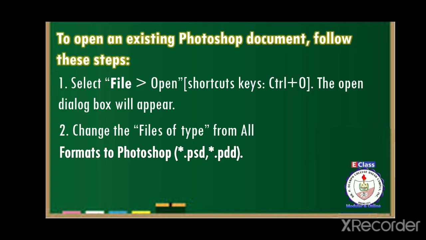Second, change the Files of type from All Formats to Photoshop (PSD or PDD). All existing PSD files in the selected folder will appear. Next, number 3, select the PSD file shown. Click the Open button to open the selected file and display the Photoshop document in the document window.